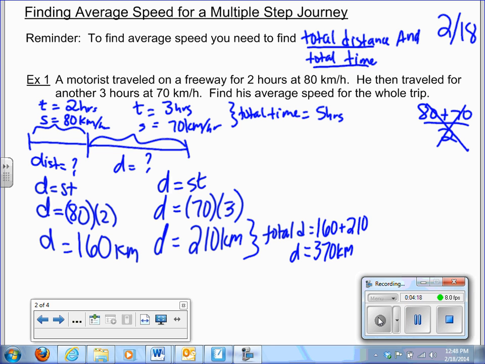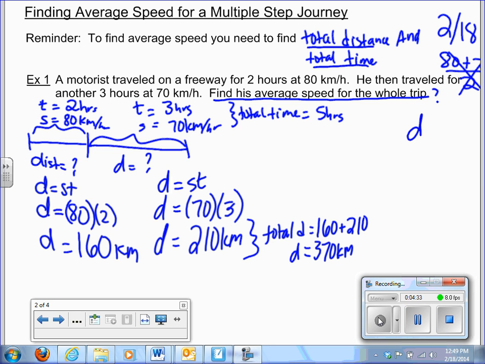All right, now I think I have enough information to answer the question, which is find his average speed for the whole trip. So let's find his average speed for the whole trip. We're going to use D equals ST. Fill it in for me, please, Sanjeev. So 370 equals 5 times S. Make sure your 5 and your S don't look the same. Rearrange it for me, please. Michael M.